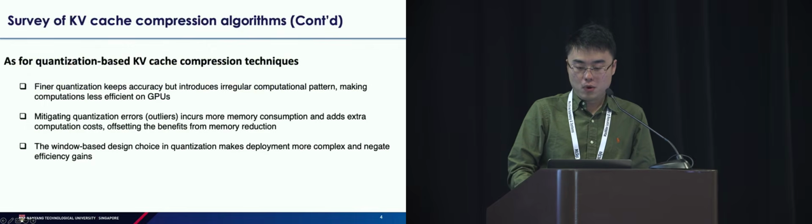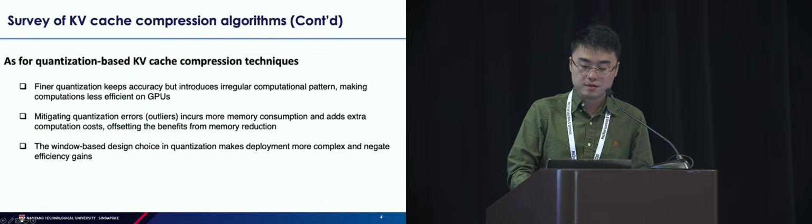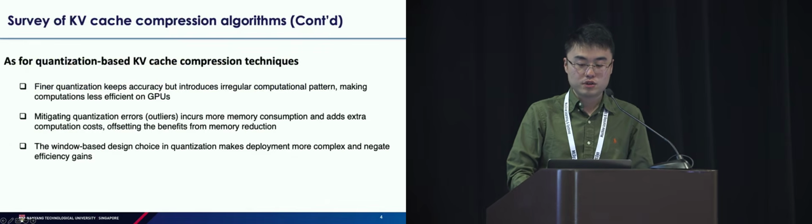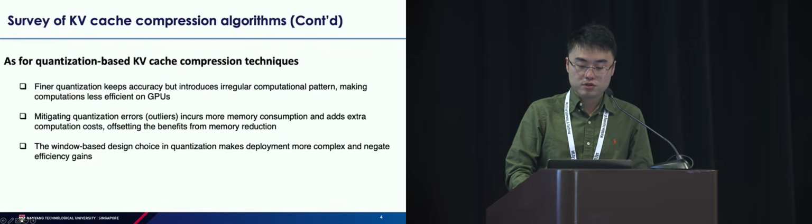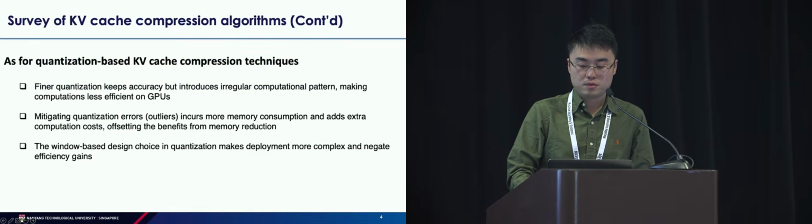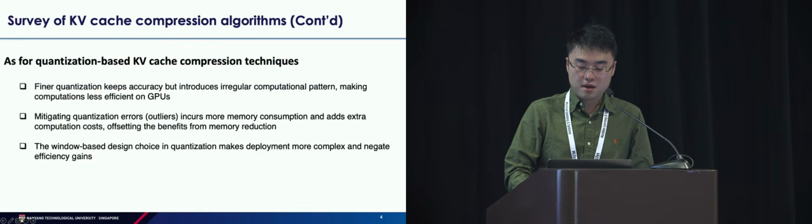And third, most quantization-based algorithms keep a window of recent historical KV cache as full precision for accuracy considerations, which could burden the compatibility with paged attention. The window-based quantization demands two types of paged tensors to manage full precision and quantized KV cache, respectively. This introduces unstructured computation patterns when computing the attention outputs. This design increases the deployment complexity, degrading the computational efficiency.